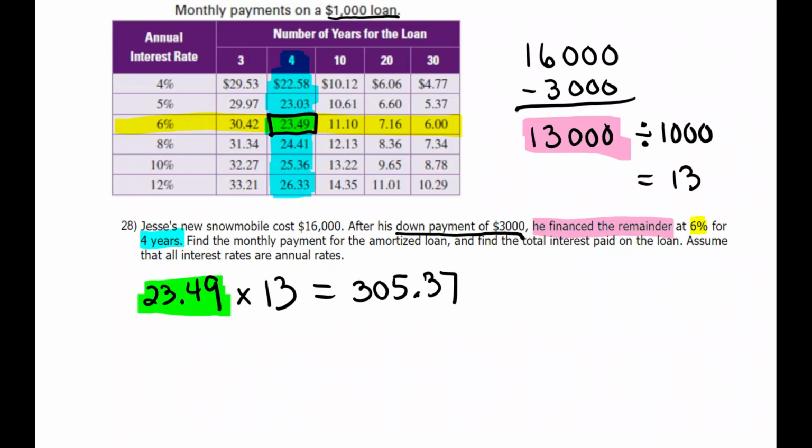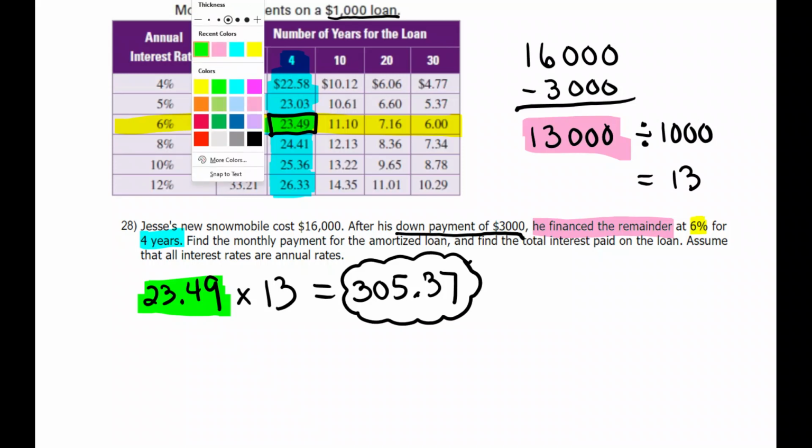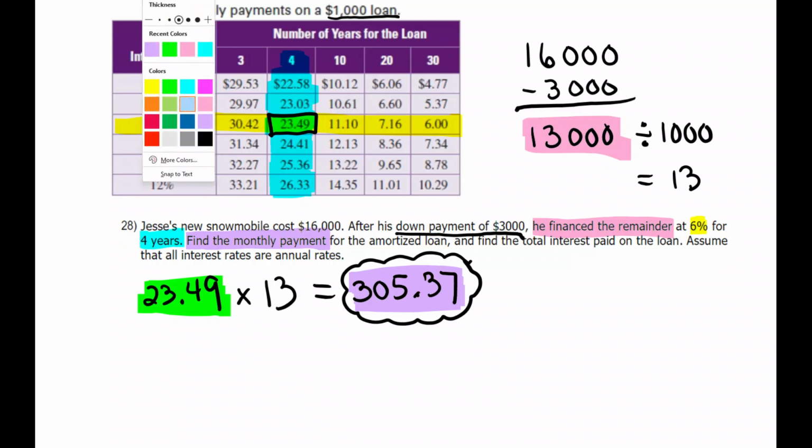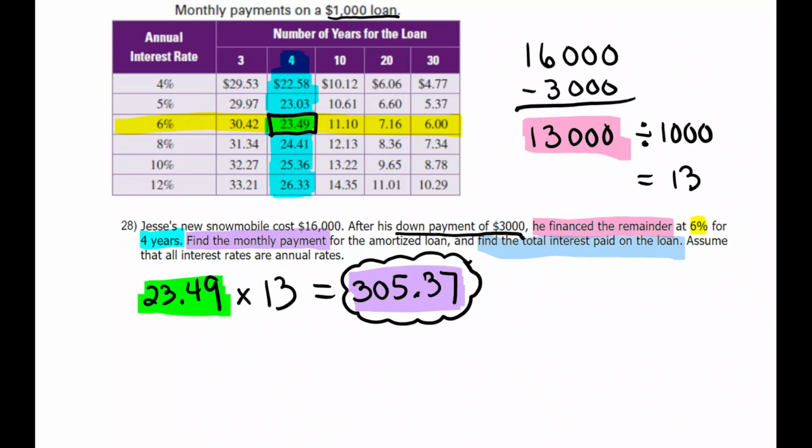Okay. Jesse's new snowmobile cost $16,000. After his down payment of $3,000, he financed the remainder at 6% for 4 years. Find the monthly payment for the amortized loan and find the total interest paid on the loan. What we just did, this answer right here, that is his monthly payment. I'll do that in purple. Find the monthly payment. That's this answer here. And then it says also find the total interest paid on the loan.